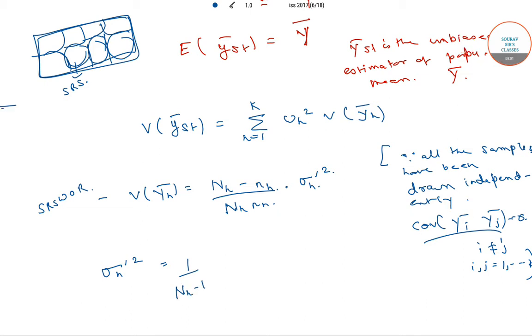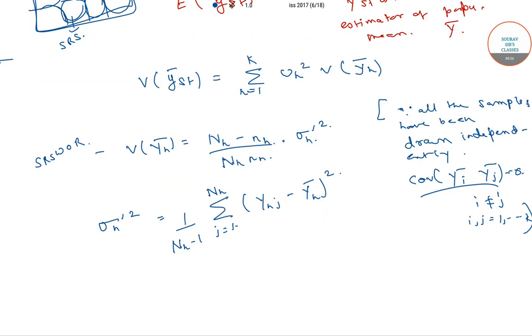So σ_h'², it is equal to 1/(N_h − 1) times the summation over j from 1 to N_h of (Y_hj − Ȳ_h) whole squared. So σ_h'² is equal to N_h divided by (N_h − 1) into σ_h².